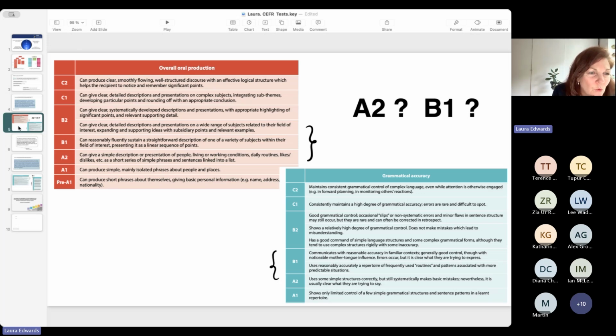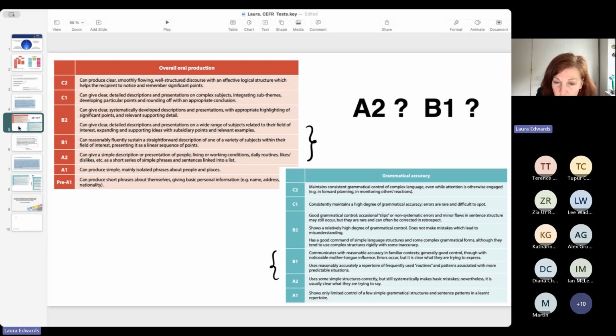If you look at B2, a clear, detailed description. Well, he didn't quite manage that. So I think that if we're looking at these descriptors here, for oral production overall, we would probably place it around the A2 plus B1. Yeah, so that's that. If we move over to grammatical accuracy, that's a tricky one as well.